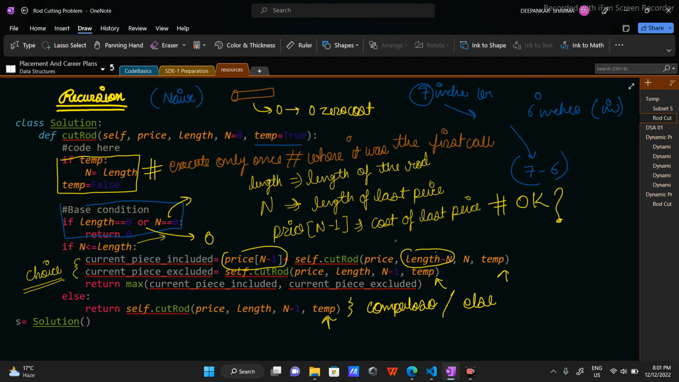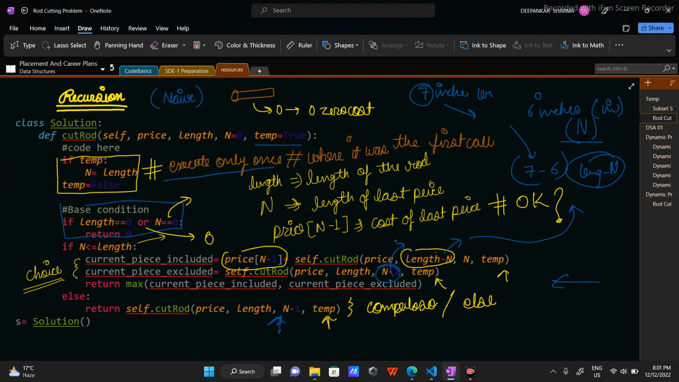So this was the length, and this was the length of the last piece. Okay, so what I did was length minus last piece. So this is what's happening at this portion. And if I am going to exclude it, this is similar to this. I'll just do nothing. I will just say, okay, go to the next element. We were moving in this order, so I'll just check the next element. And this temp was just for the initialization purpose. It will never get executed; it will execute only once, when it was the first call.